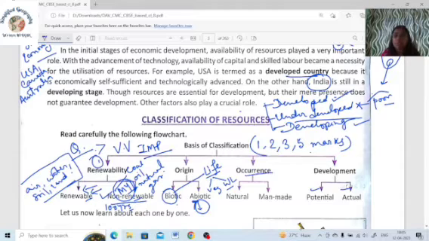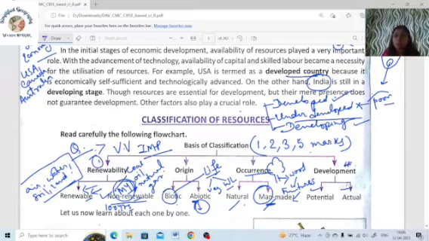Occurrence. On the basis of occurrence, we have two: natural and man-made. Man-made are made by human beings. Like you have trees. We have trees from nature, and we are using the wood and making furniture. So this furniture is man-made. The pen I am using, that is also man-made. The computer I am using, that is also man-made. So man-made objects are also resources.